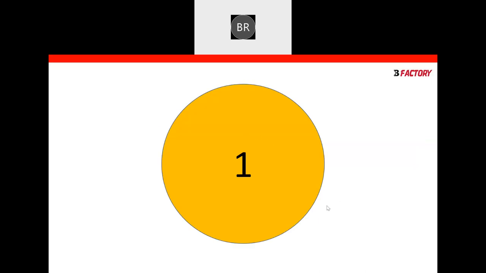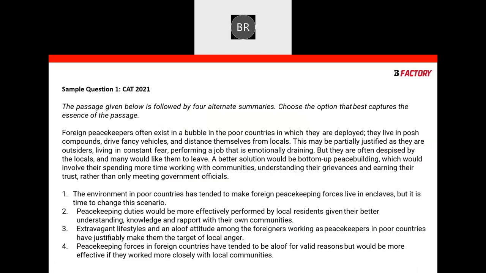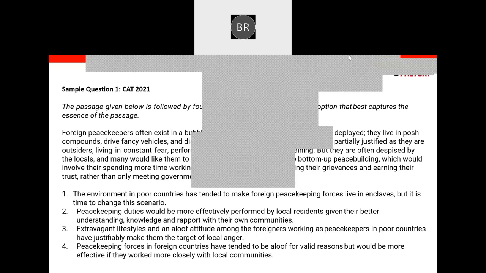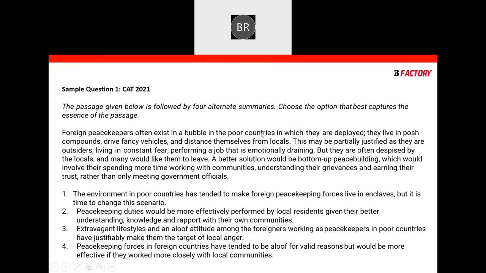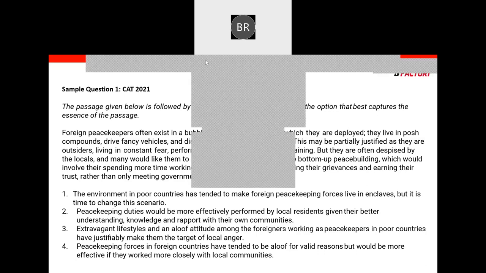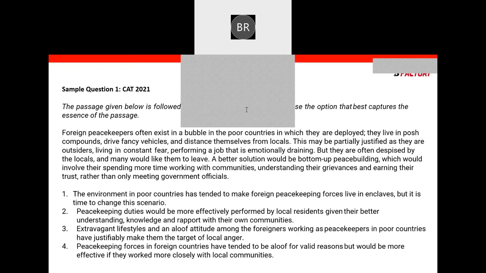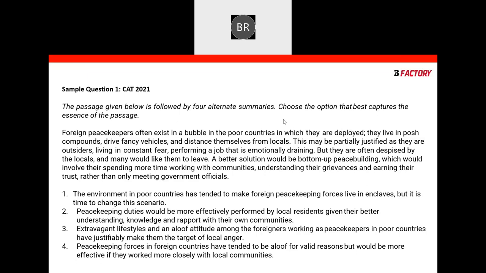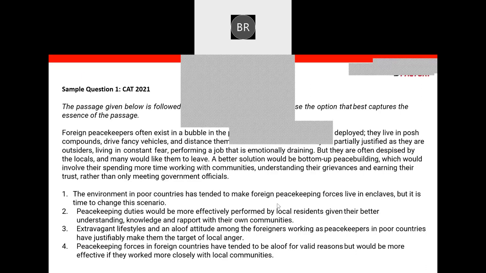Look at this, everyone. Number one, there is a para summary question here. You have to tell the best summary, but just give me a minute. Anyone please confirm once. Do you see a sample question one on screen? Just confirm once. Yes. Okay. So read this paragraph and amongst options, try to find out which one is the most appropriate summary for the given paragraph.